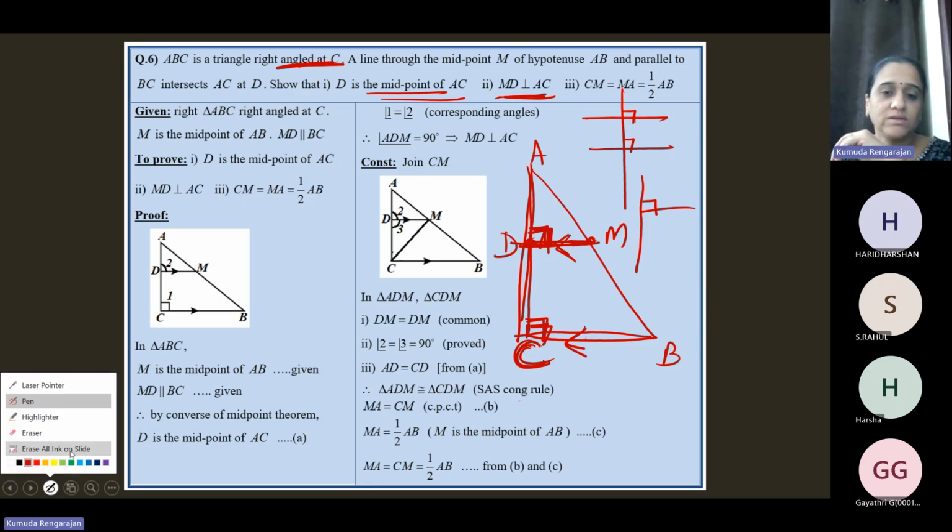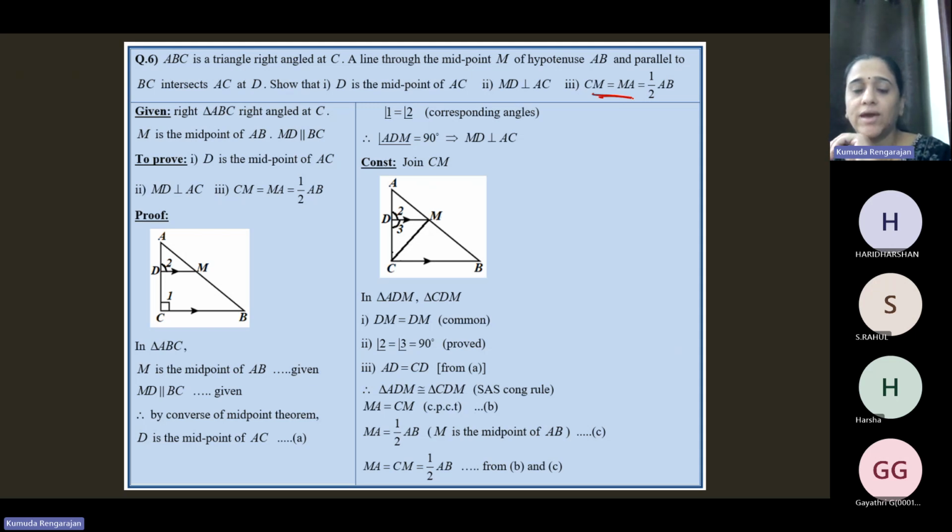Next, we have to show that CM is equal to MA. In the figure, you don't have CM, so you have to join CM. When needed, you'll have to join. So draw the figure and join CM, or if you've already drawn the figure, join CM. You need to prove that CM is equal to MA.